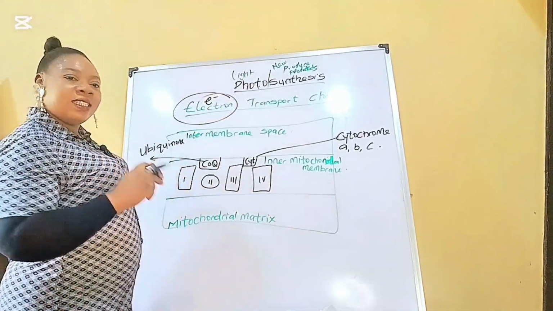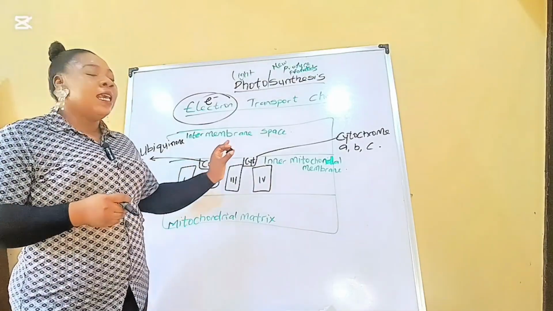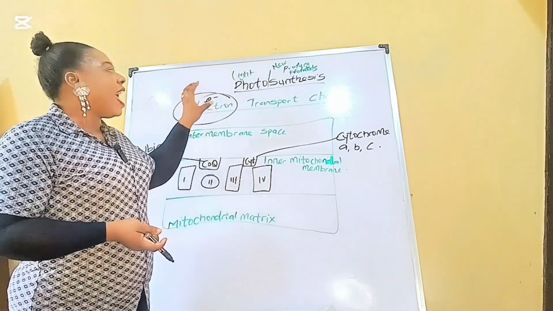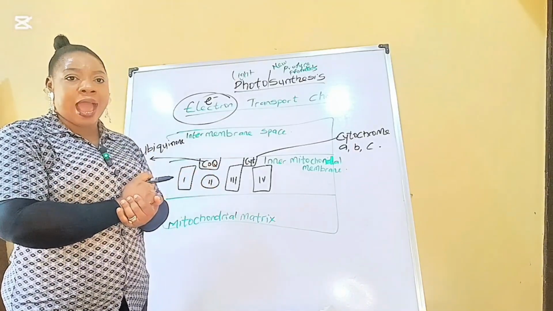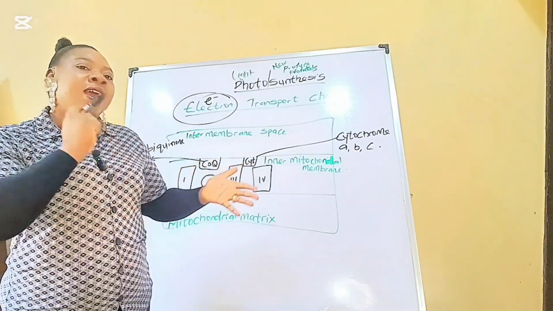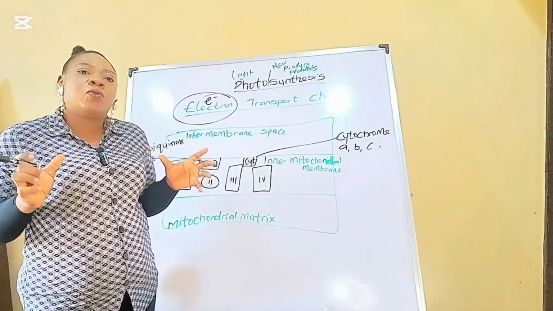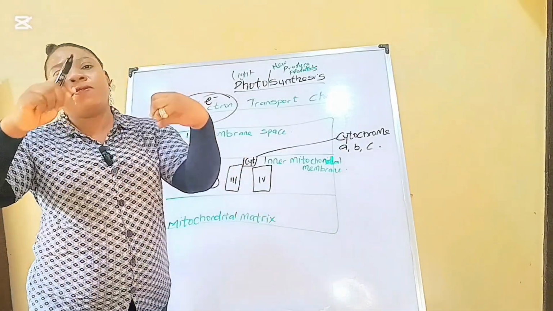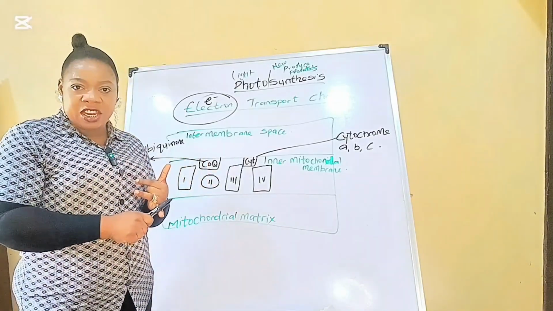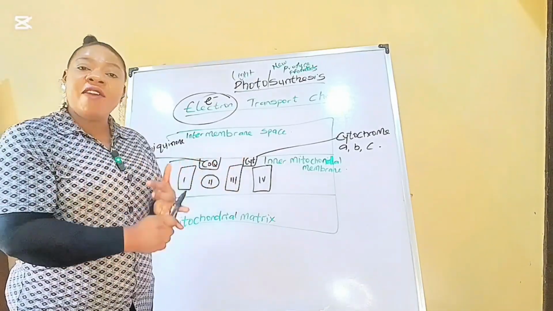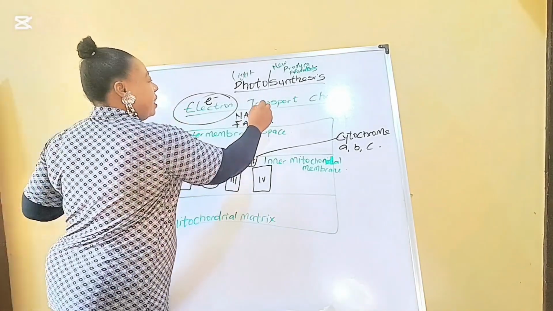Now the question is, the electrons we want to transport, where can we get these electrons from? We can get these electrons from molecules that are referred to as electron carriers. The electron carriers, their work is just to help you carry electrons and give them to you. Examples include NADH, and we have FADH2, and what we need from them is the electrons that they are carrying.